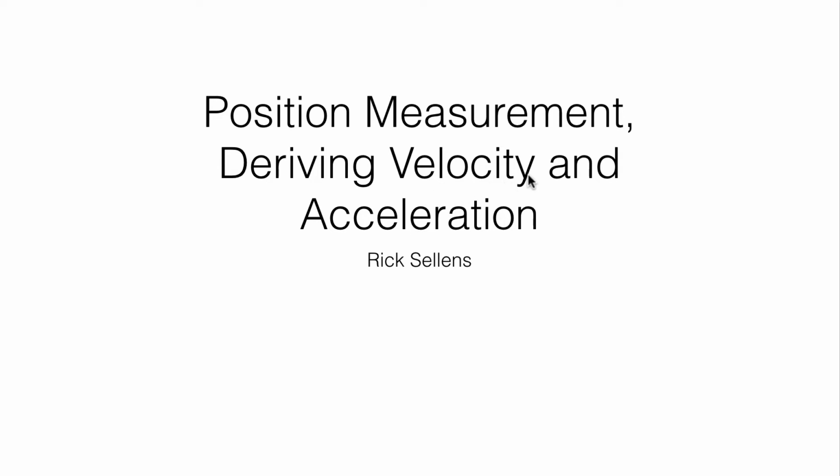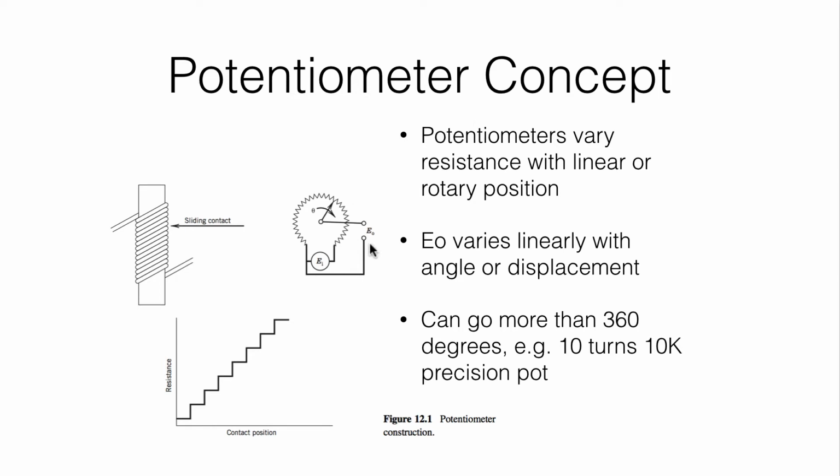Because velocity is just the slope of the position with time. It's a derivative with time of the position measurement. And the acceleration is just a time derivative of velocity. So let's look at how we can get that data. The simplest way, and the one that you're going to see in the lab, is to use a potentiometer.